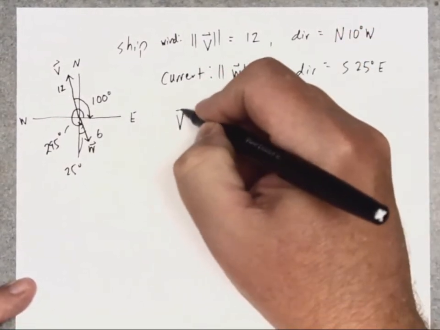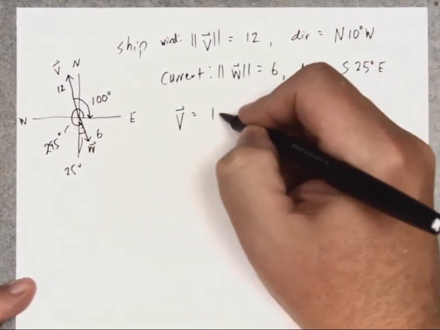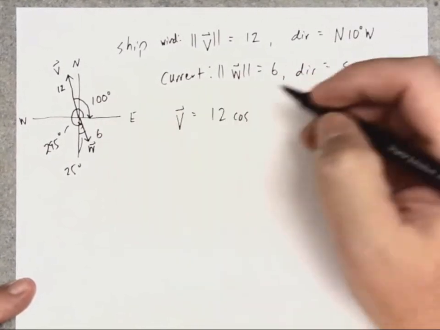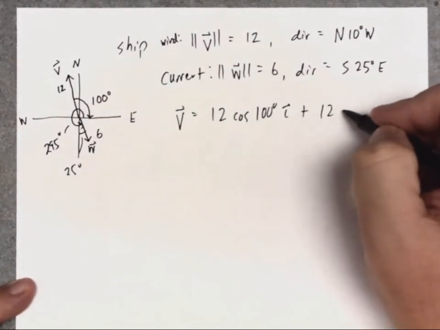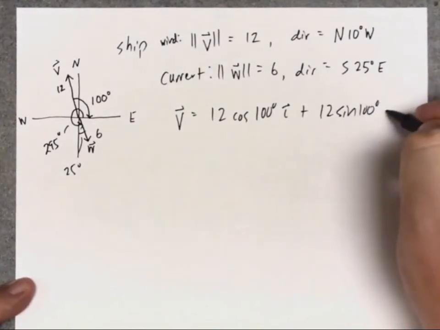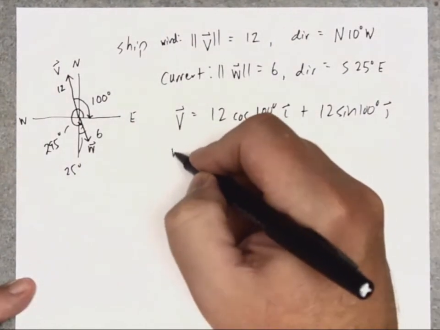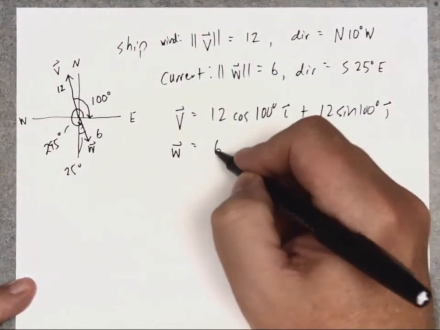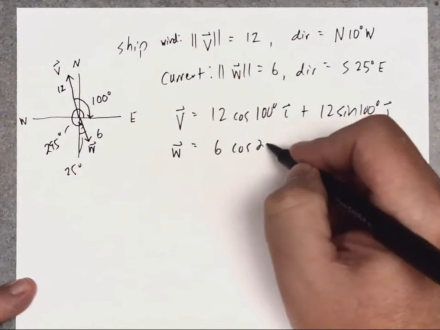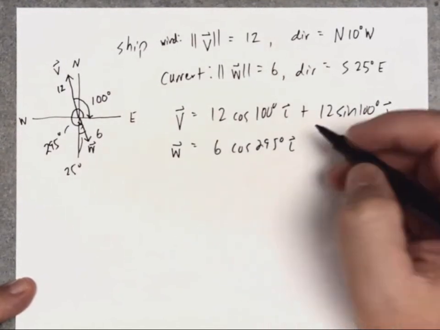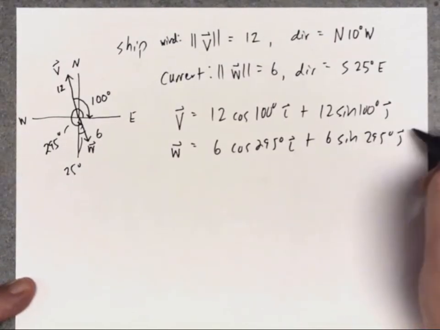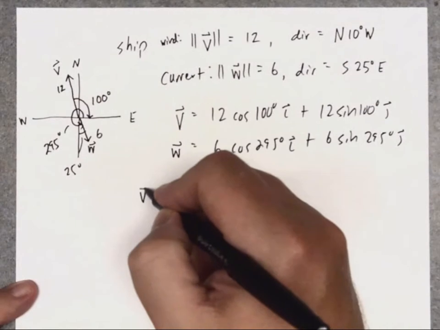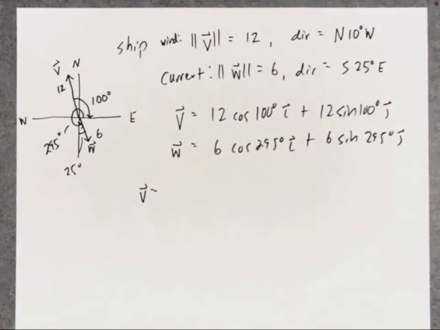So if I convert V to ij, magnitude's 12, cosine of 100 degrees, that's the I part. The j part is 12 times the sine of 100 degrees. So for W, magnitude is 6, cosine 295 degrees I, plus 6 sine 295 degrees J. Now, I do have to grab my calculator. I have not worked this problem out yet.